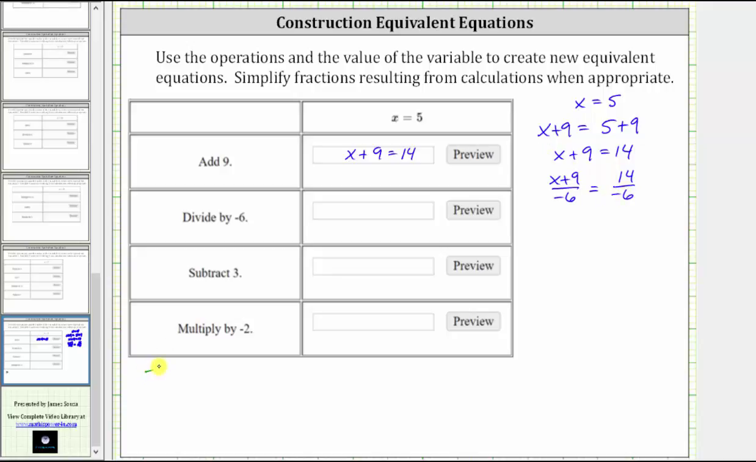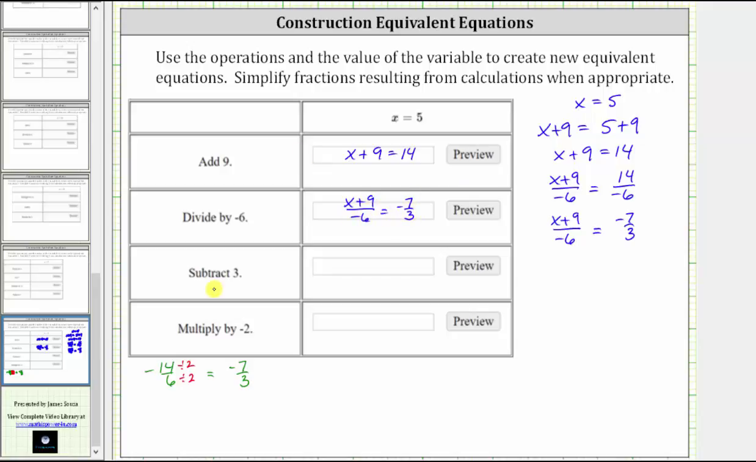So we need to simplify negative 14 sixths. 14 and 6 share a common factor of 2, so we divide 14 by 2 and 6 by 2 to simplify the fraction, which gives us negative 7 thirds. The second equivalent equation is the quantity x plus 9 divided by negative 6 equals negative 7 thirds.